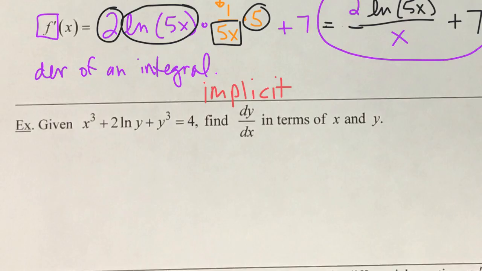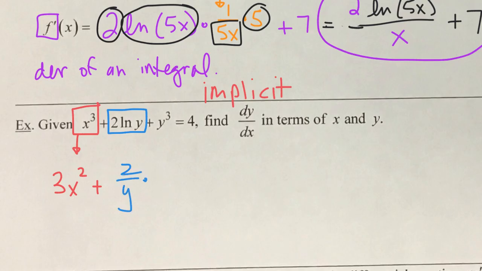So one at a time. What is the derivative of x cubed with respect to x? 3x squared. Plus, what is the derivative of 2 natural log of y with respect to x? 2 over y times y prime, right? So anytime we're taking the derivative of a y, we automatically get this y prime, which is the same thing as dy dx, by the way. I like using y prime because it's less fractional, less writing, but dy dx and y prime are the same thing.